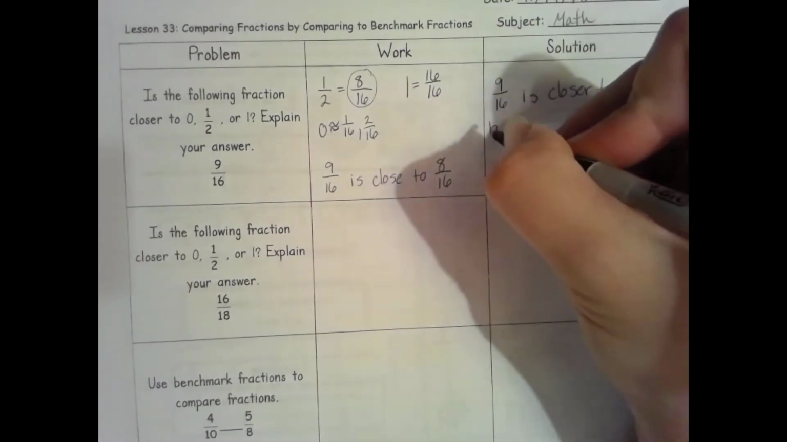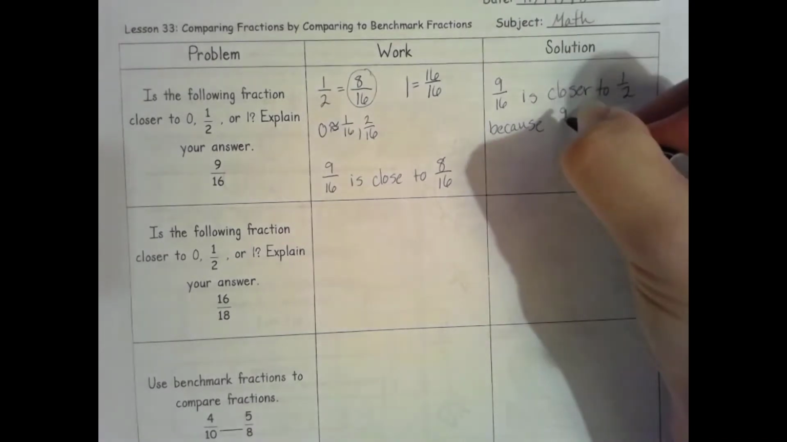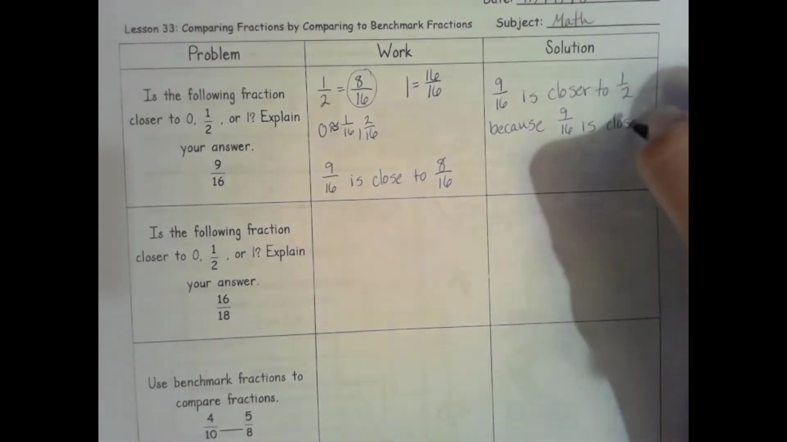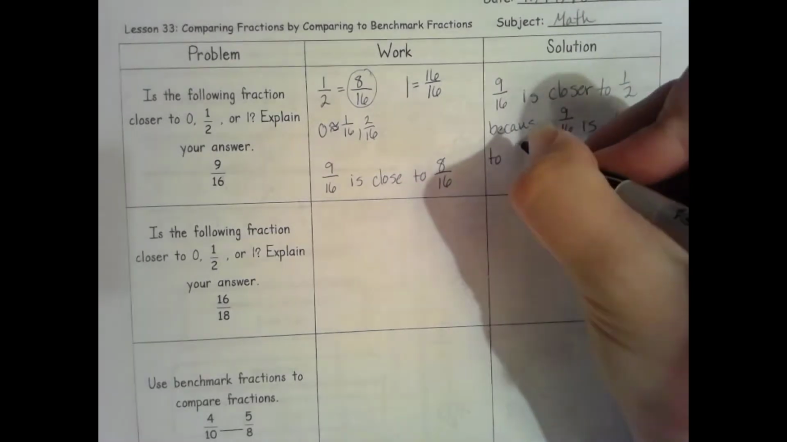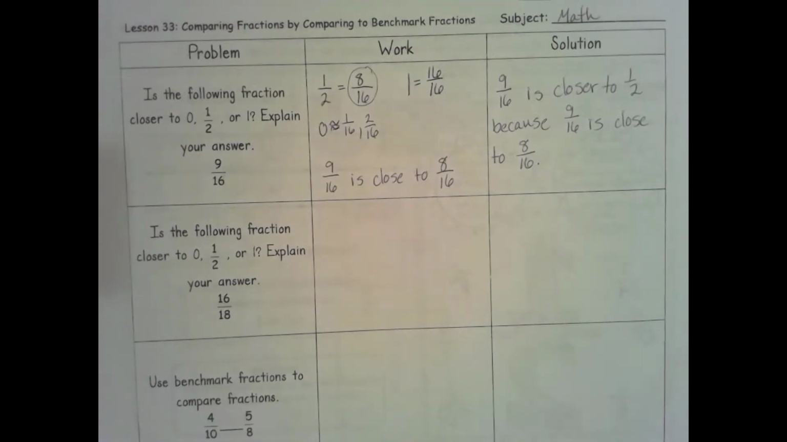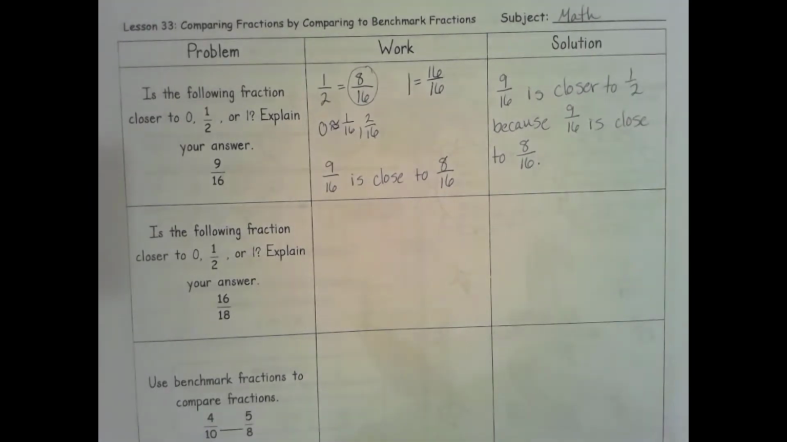That's where the because comes in, because 9/16 is close to 8/16. You found that equivalent fraction, and it was easier to see what it was close to.